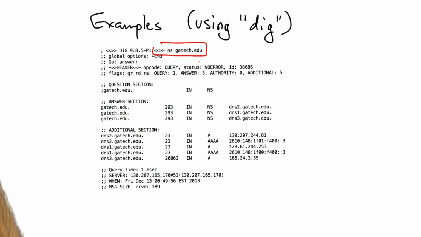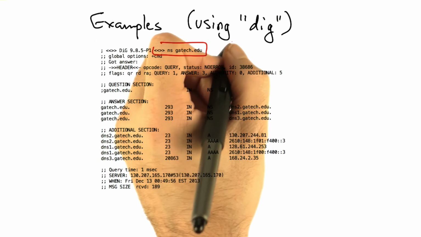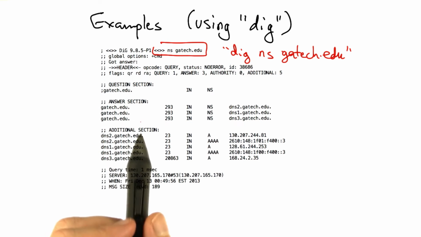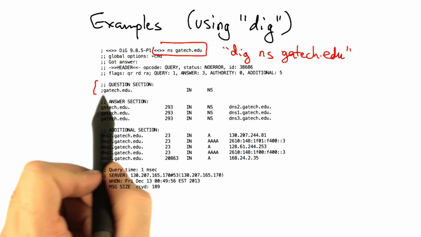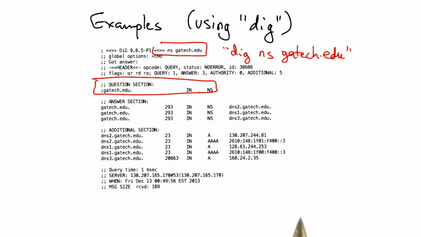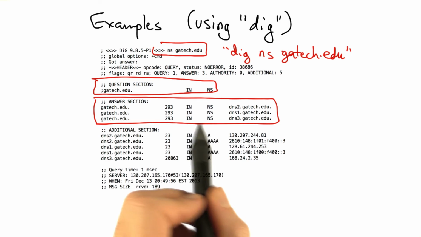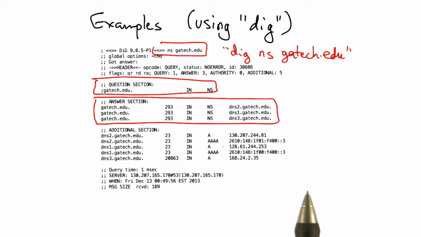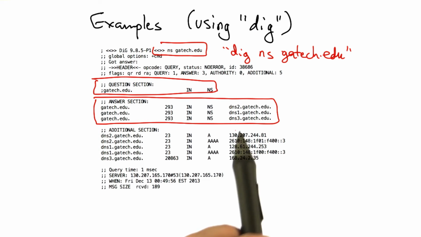Here's an example of a query for the NS record of gatech.edu. You can see this output by typing dig ns gatech.edu. You can see here in the question section, now instead of an A record query, we have an NS record query, and our answer is a bunch of NS records that are dns1, 2, and 3.gatech.edu, any of which could answer authoritatively for subdomains of gatech.edu.